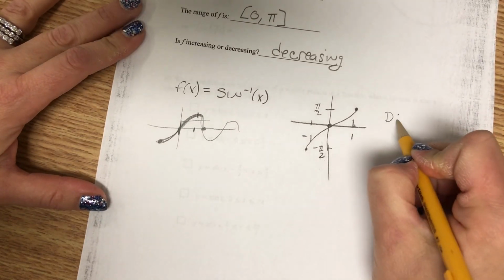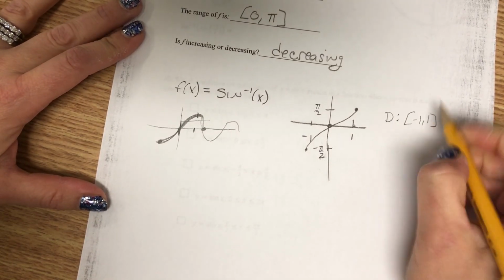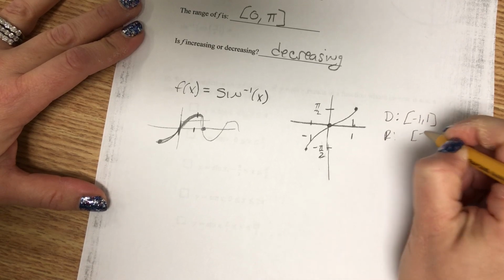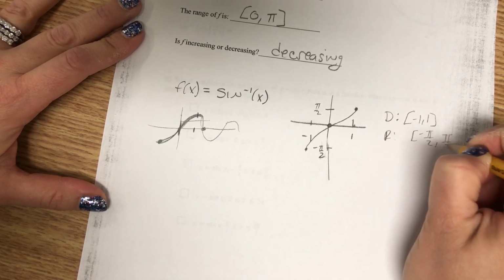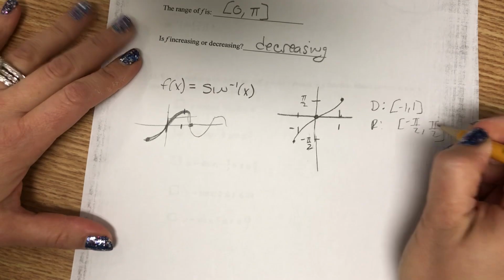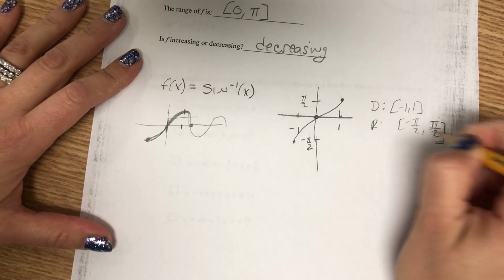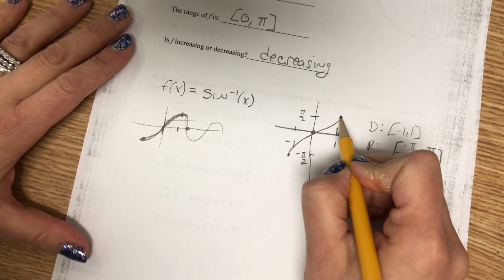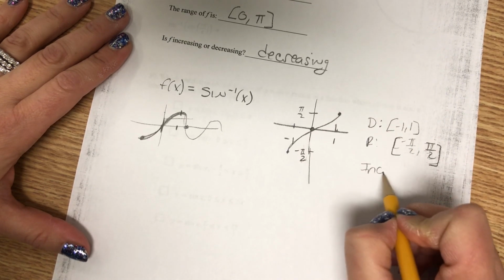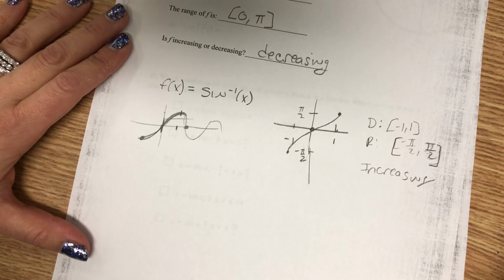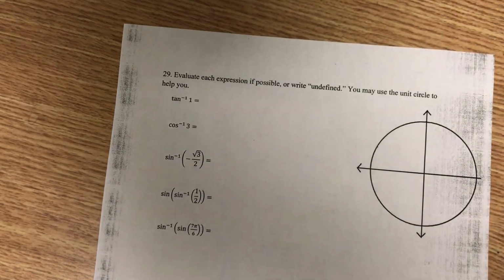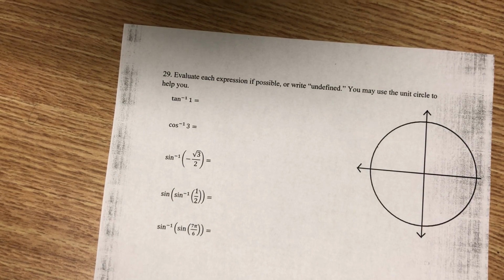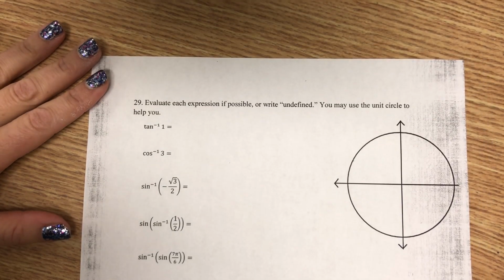And at -1, we're at -pi over 2 down here. So the domain is -1 to 1. The range is -pi over 2 to pi over 2. And this graph is increasing, not decreasing. For 29, evaluate the expression or write undefined. You can use the unit circle to help.